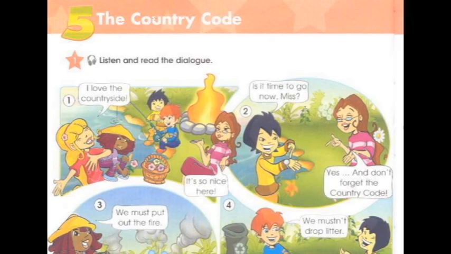Boys and girls, open your books, please. Page number 10. Exercise number 1. Listen and read the dialogue.